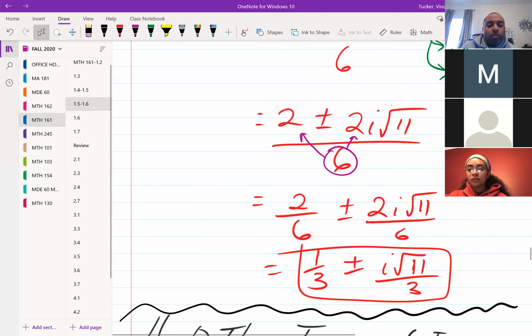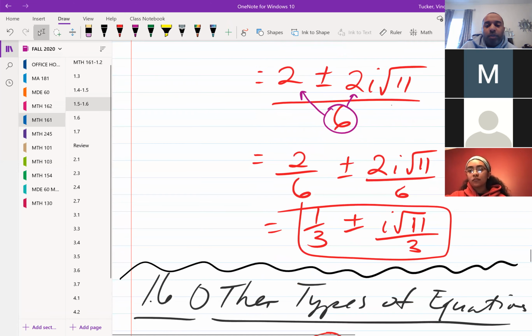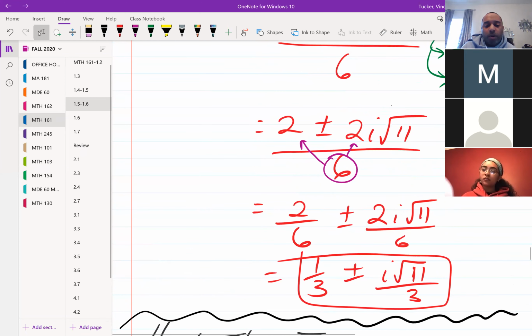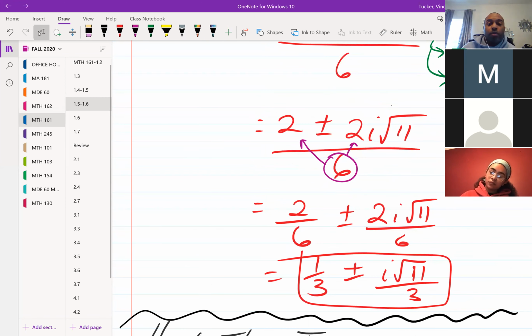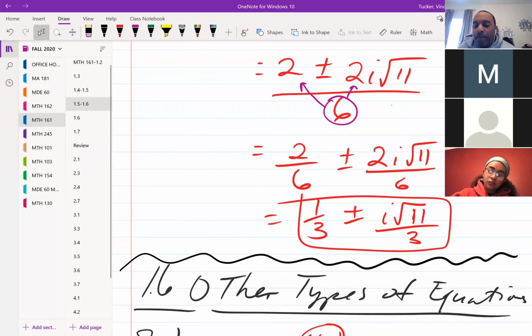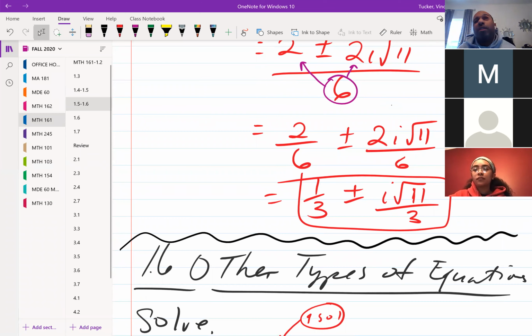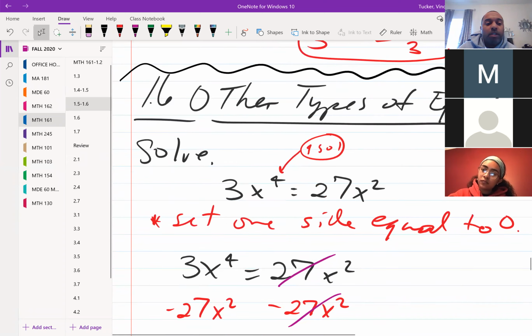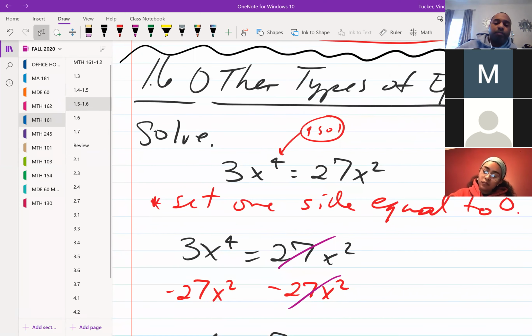So I do want to start 1.6, just because the first part is stuff we've done before, and then I'll close out. We'll close out today. This class starts at 11. Okay. So 1.6 is other types of equations.